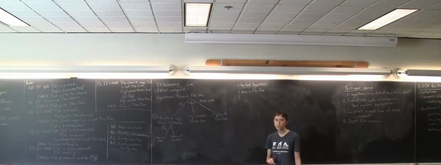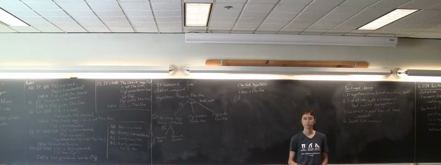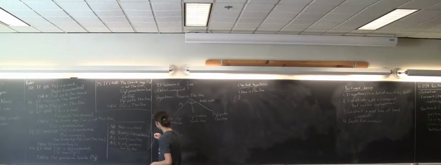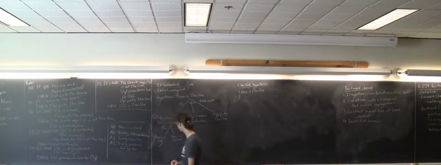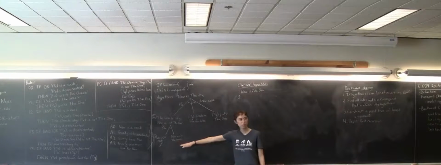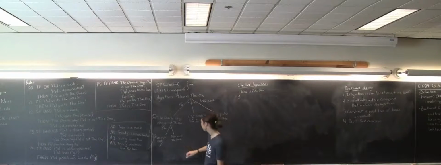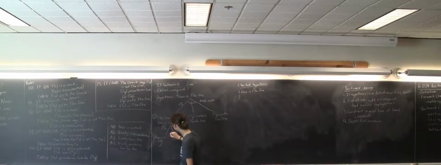So which hypothesis do we check next? Neo is a noob. Is that in our list of assertions? Yeah, so we're done with that branch. Do we need to know whether Neo visits the oracle? Yeah, because that's an AND node. So we'll go there next.